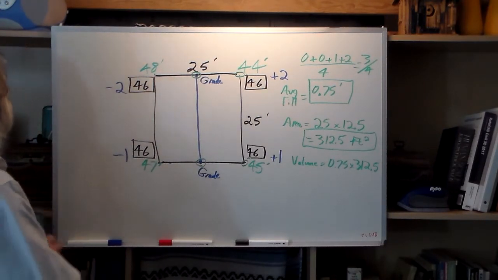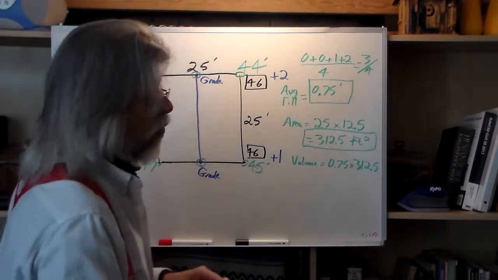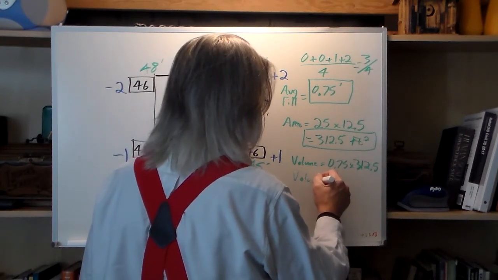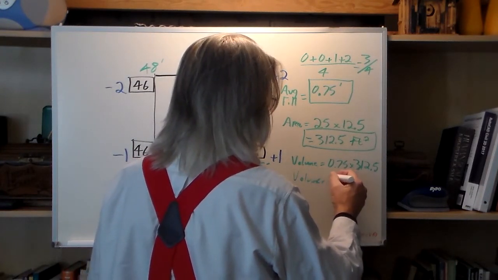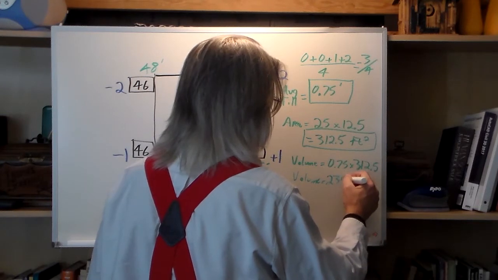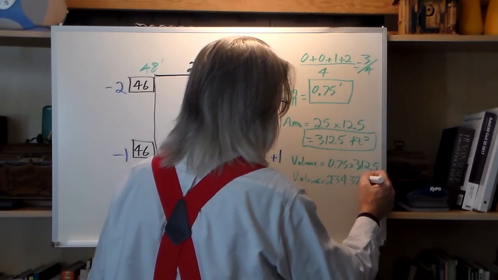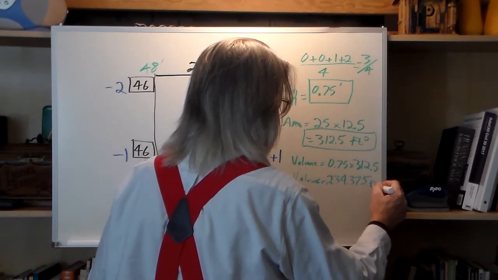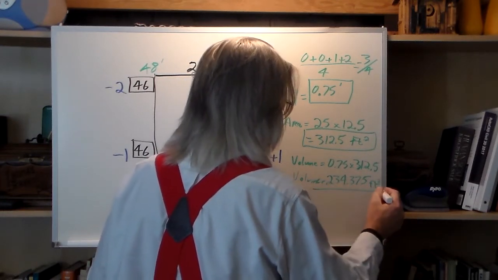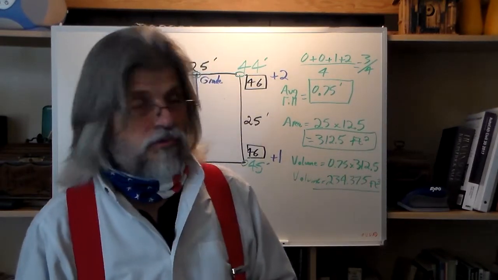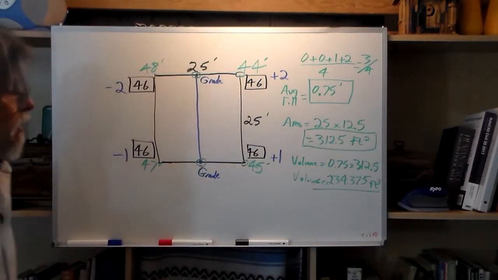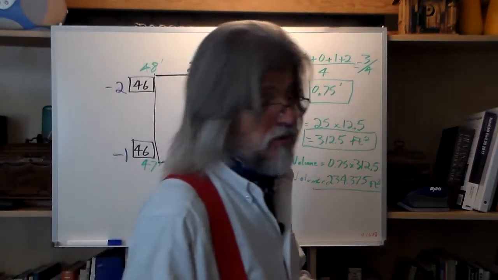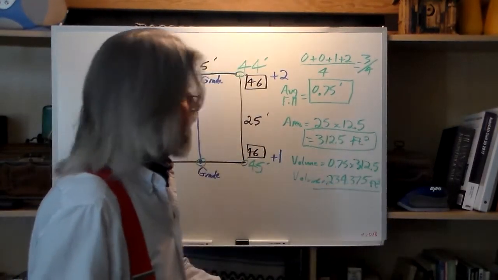That is 234.375 cubic feet. Now, we don't deal with cubic feet when you deal with volumes of soil, but for now we're going to leave it like that.